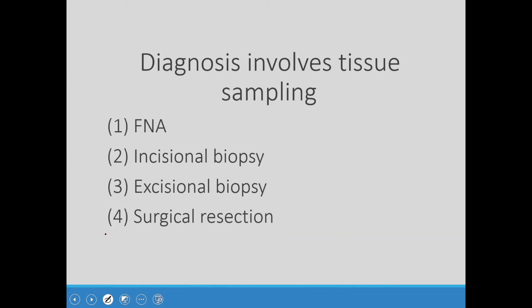However, the final absolute diagnosis in oncology is usually going to involve tissue sampling. So the tissue must be sampled in a few different ways. Here are some possible ways. One way is called an FNA, or fine needle aspiration.